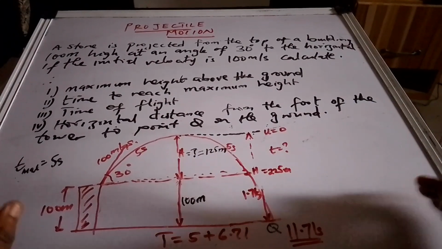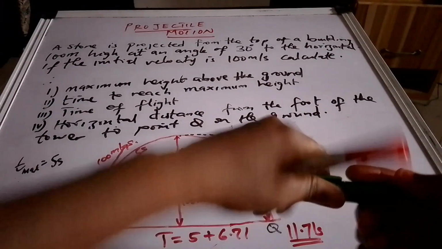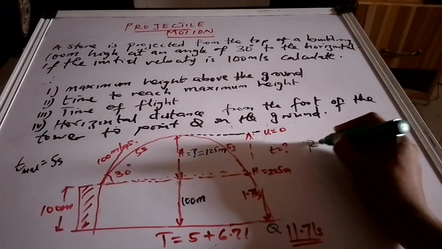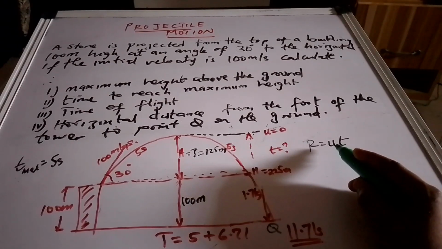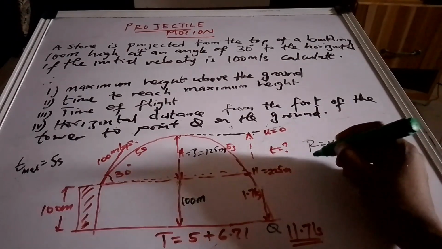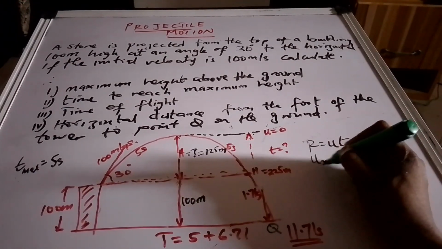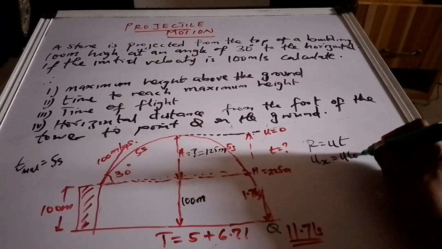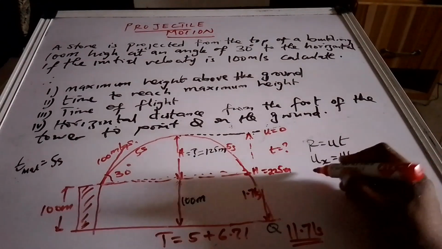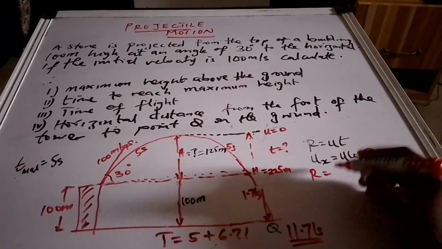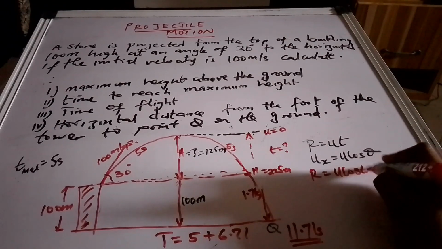In order to find range in this case, our formula is going to be r equals ut, whereby our u is the horizontal component of the velocity, so your ux is u cos theta. So that's the formula we are going to use. Let's find our range now. Substituting, r is going to be u cos theta multiplied by t.